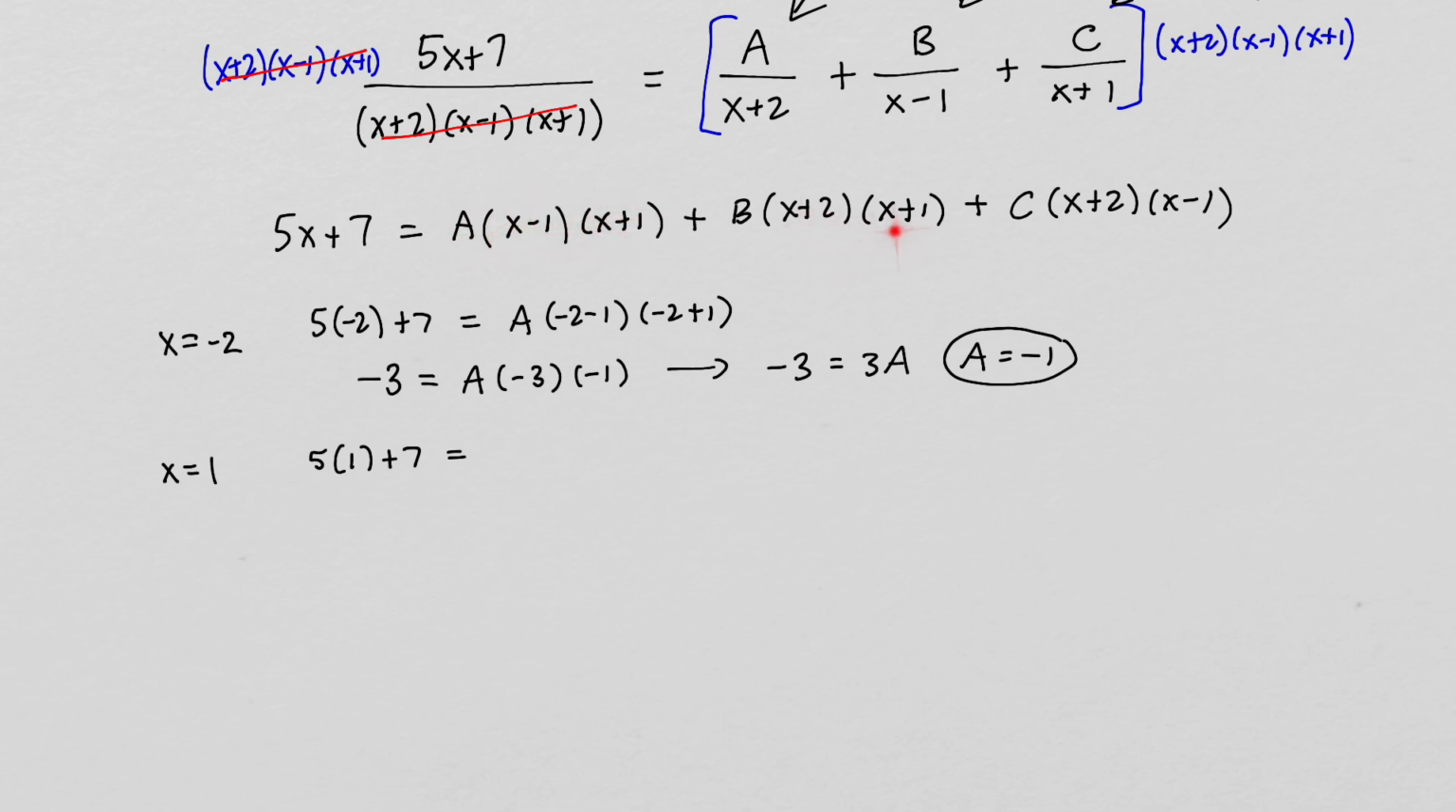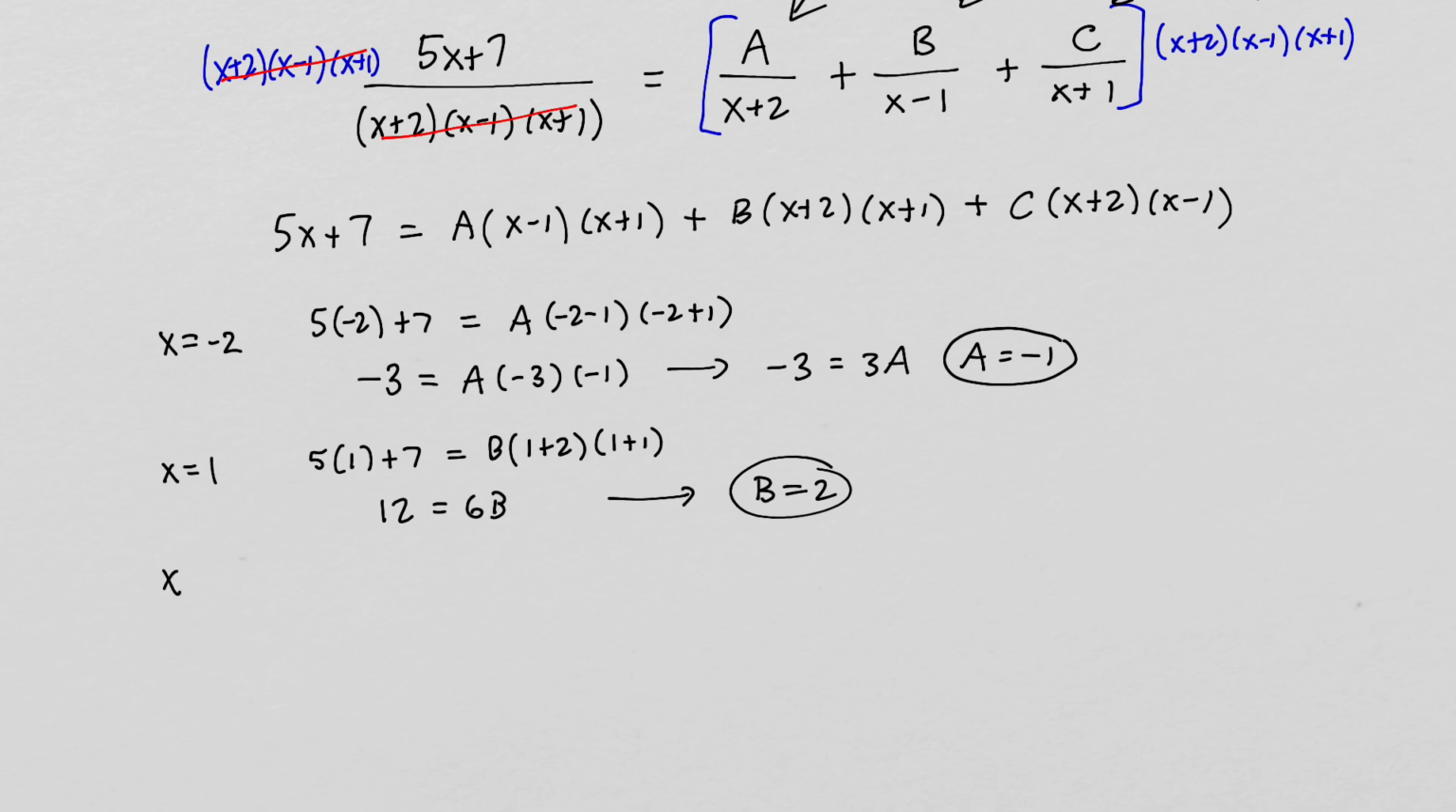So I just really need to plug in the 1 here, and that's going to be b times 1 plus 2 times 1 plus 1. And of course, when you plug in 1 over here, this cancels out. Doing the math here, we have 12 is equal to 6b, right? We have 3 times 2, which is 6. And of course, this means that b is equal to 2.